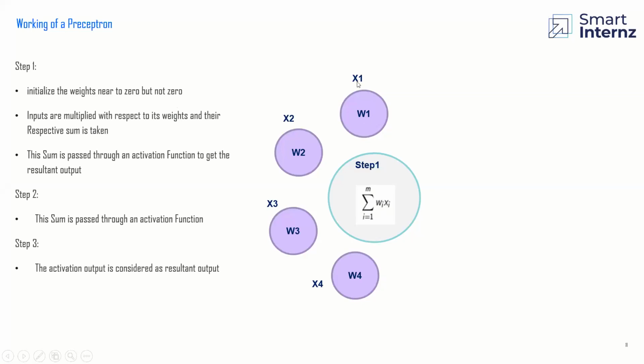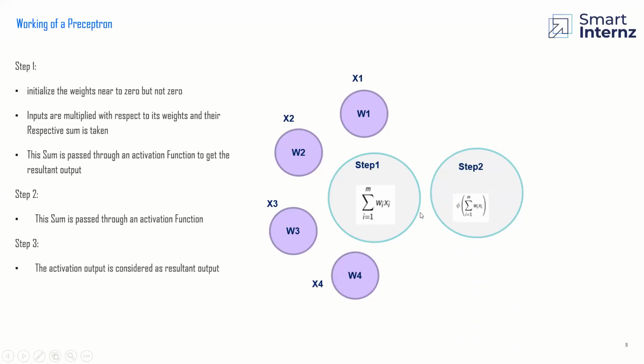So how is it performed? X1 multiplied with W1 plus X2 multiplied with W2 plus X3 multiplied with W3 and X4 multiplied with W4. This is step 1, where the summation of the inputs with their respective weights happens. Initialize the weights, inputs are multiplied with their respective weights, and their sum is taken. The sum is passed through an activation function to get the resultant output.